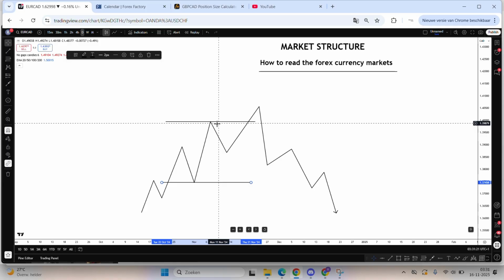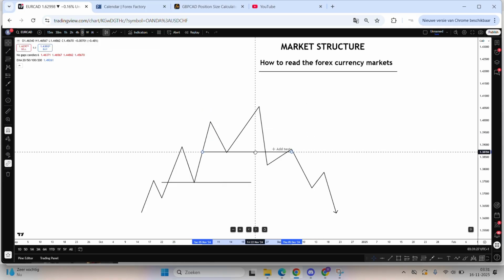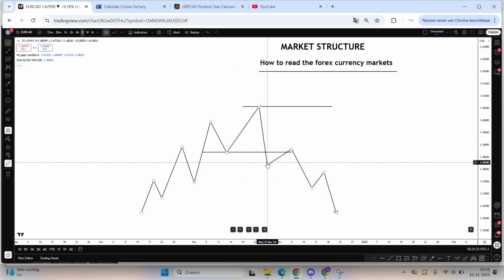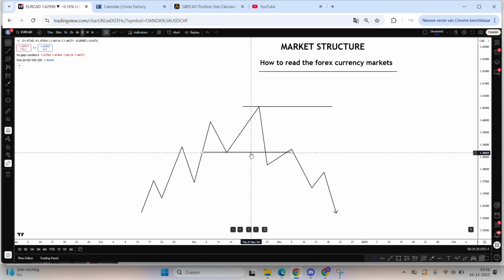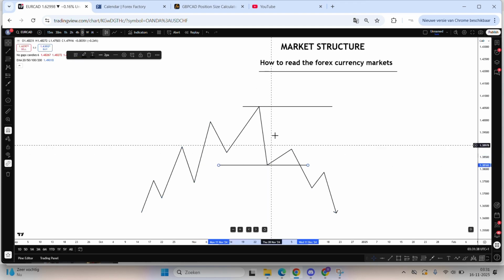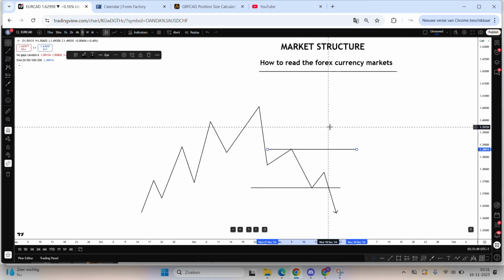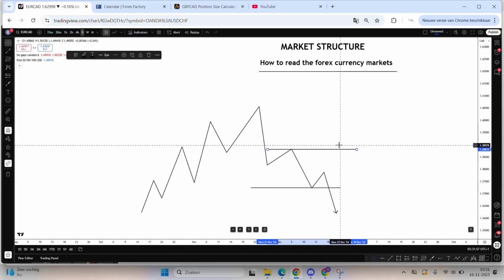So to the downside, aka bearish, it is the same story, very easy. We got the last higher low and the last higher high. Now we broke under the last higher low, so that makes this the new lower low and this right away the new lower high. Broke under again, new lower low, new lower high. Very easy, very simplified.